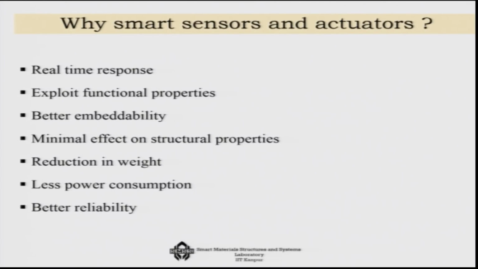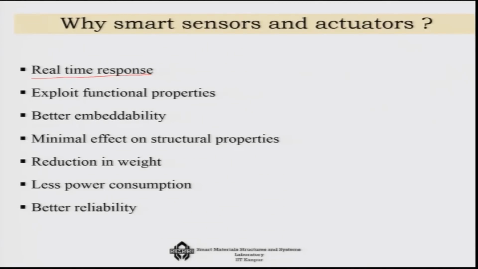So, why are we so keen on studying these smart materials? Because you can make sensors and actuators out of them. And what is so important about such sensors and actuators? A, they are very fast. So, you get a real time response, that means there is no delay. You put the material in, and immediately you will start to get the response of the system. You can exploit various functional properties of the material by using this.